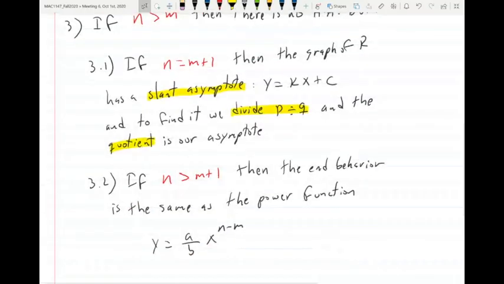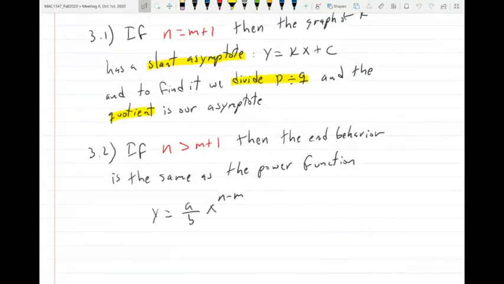And then the thing that remains to say is what happens if n is greater than m plus 1, meaning the degree of the top is way bigger than the bottom. It's more than 1 more than the bottom. Like, I don't know, degree 5 on top and degree 3 in the bottom, or degree 20 on top and degree 7 in the bottom. When the degree of the top is more than the bottom by more than 1, then we can use the garbage rule that we discussed last time. And so our function will approximate the ratio of the leading terms, and when you simplify, you're going to get a power function, okay?